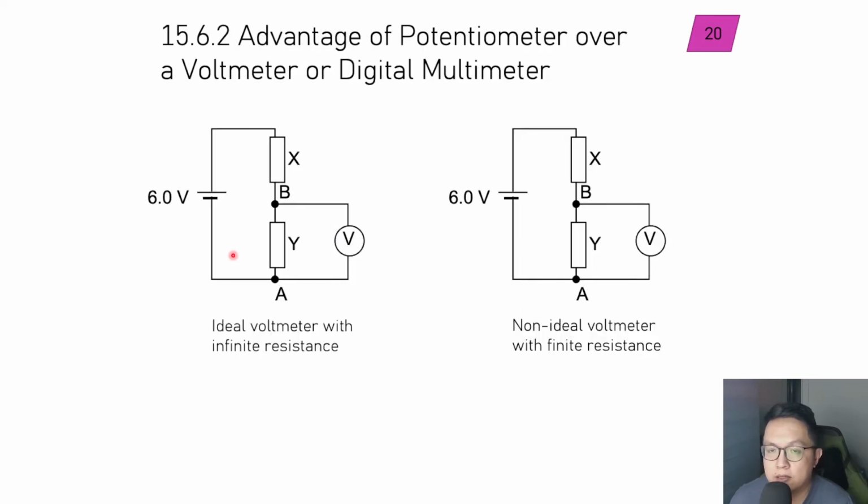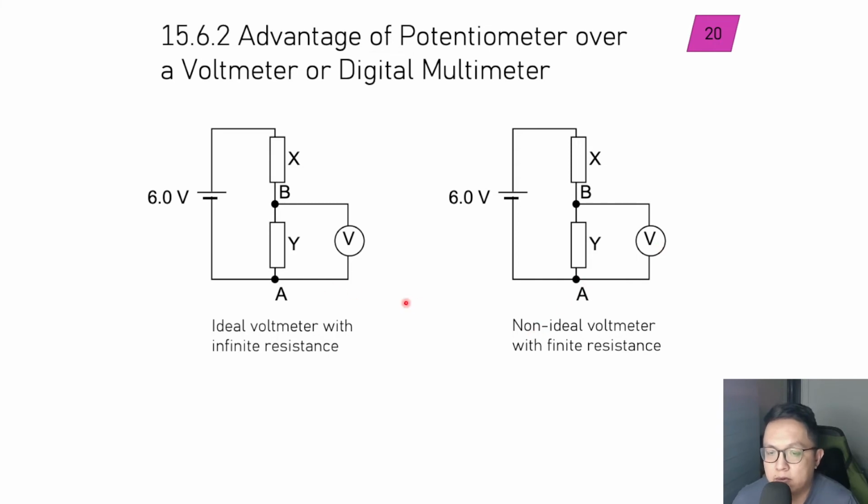All right. Okay, so now we're going to move on to the advantage of the potentiometer over a voltmeter or digital multimeter. So far we have usually been dealing with an ideal voltmeter. What exactly is an ideal voltmeter? It's one with infinite resistance. Here I've done essentially the same setup, just that one has a voltmeter with infinite resistance, the other has one with finite resistance. That means this resistance here is a finite value, basically not infinity, just a value of R.